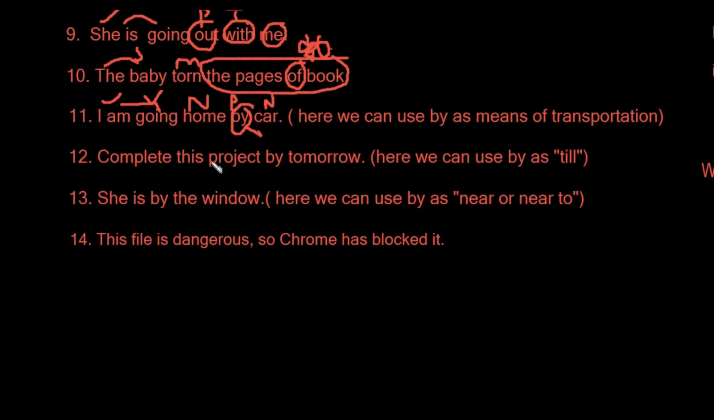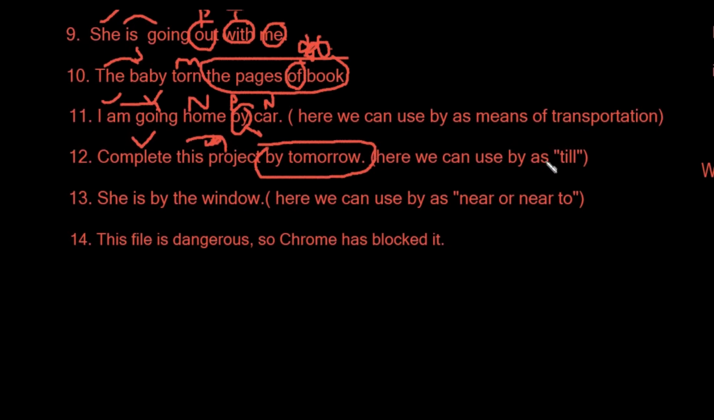Then we have: complete this project by tomorrow. Complete is a verb. It is an imperative sentence, like we are giving an order, or maybe requesting someone to do something. We don't have a subject here, and if we don't have a subject, it means it is an imperative sentence. This project is the object. By tomorrow is the time phrase.